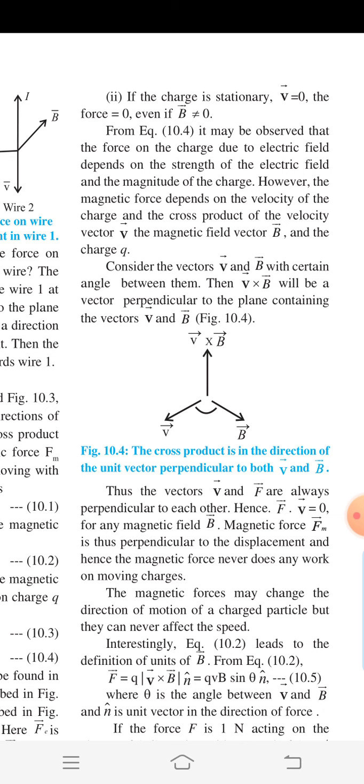Thus the vectors v bar and f bar are always perpendicular to each other. Means velocity vector v bar and Lorentz force f bar are always perpendicular to each other. Hence f bar dot v bar is equal to 0.